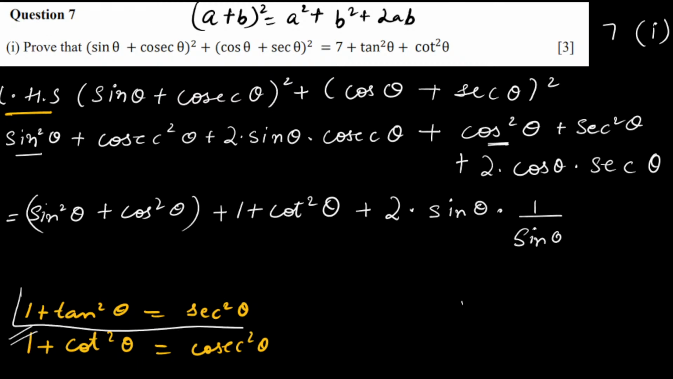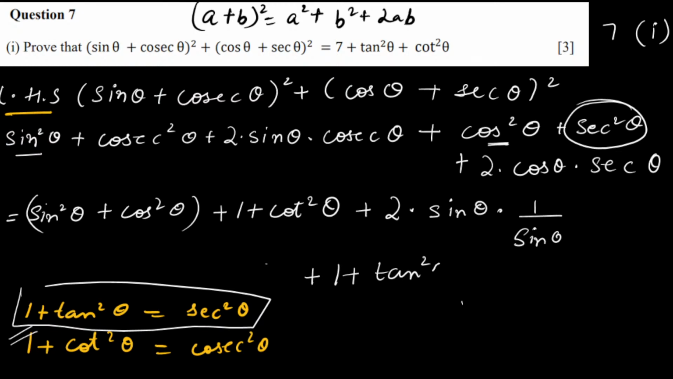Now next one is secant square theta. Here also I can use the square relation, so I can write this as 1 plus tan square theta, plus 2 into cos theta into secant, where I can write secant as 1 by cos, because cos and secant are reciprocal of each other. So this step is done.